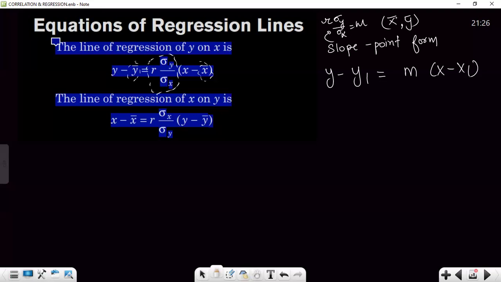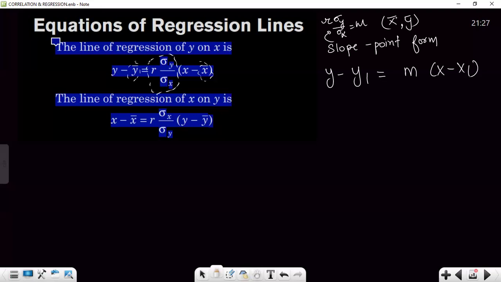Now let's talk about the equation of regression line of x on y. So this time, x minus x bar is equal to r sigma x over sigma y into y minus y bar. So it's actually very easy to remember in this format, though this is not the correct format to write it, because we write the slope with x.